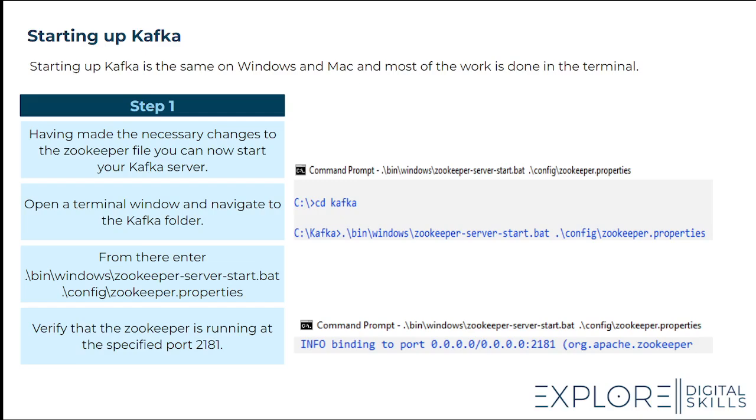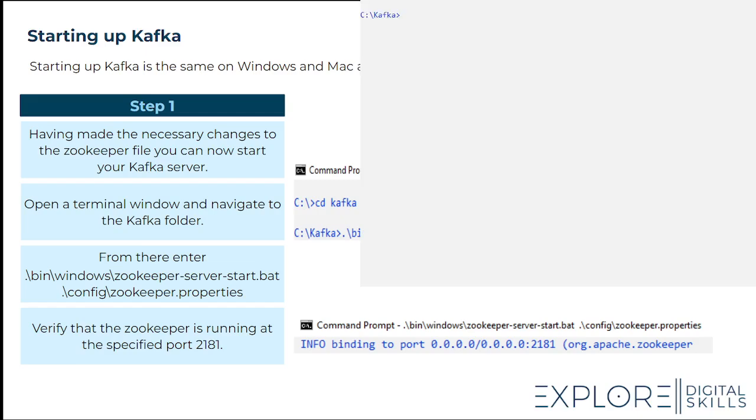If you remember, I said this is the startup file. Let us begin with the first one, which is starting up the zookeeper. To do that, we're going to enter the following terminal command. Let's go to the terminal. It is simply this: dot backslash bin backslash windows backslash zookeeper-server-start.bat. That is the file that we're going to be pointing it towards.